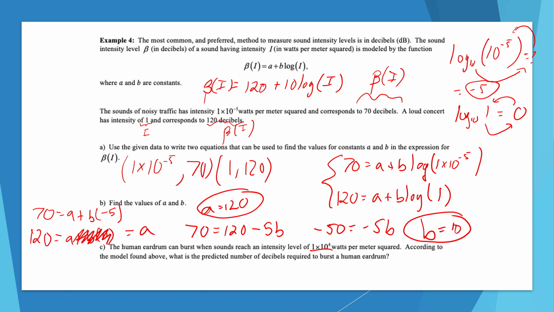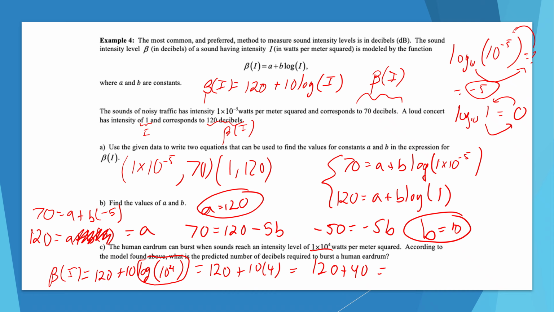So this should be B of I equals 120 plus 10 log, an implied base 10, and then 10 to the 4th. This is going to be just positive 4. So this is equal to 120 plus 10 times 4, which is 120 plus 40, which is 160 decibels. And so that should be our answer for part C.